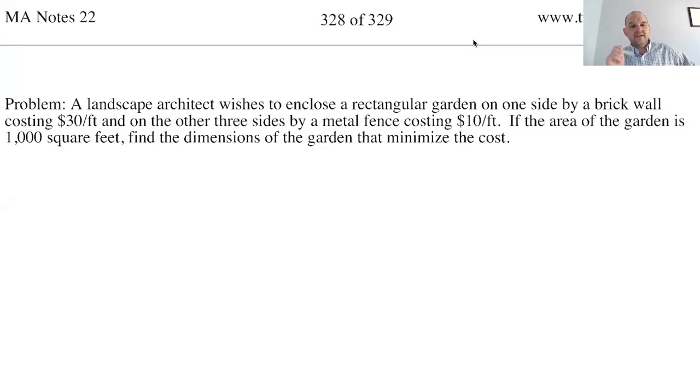So a landscape architect wishes to enclose, this is a very famous type of problem. Like you will see this in every calculus book, probably on Earth, presumably in different languages. A landscape architect wishes to enclose a rectangular garden on one side by a brick wall costing $30 per foot, on the other three sides by a metal fence costing $10 per foot. If the area of the garden is 1,000 square feet, find the dimensions of the garden that minimize the cost.